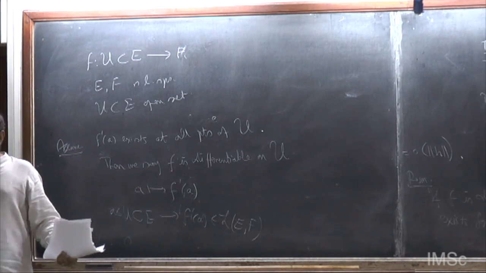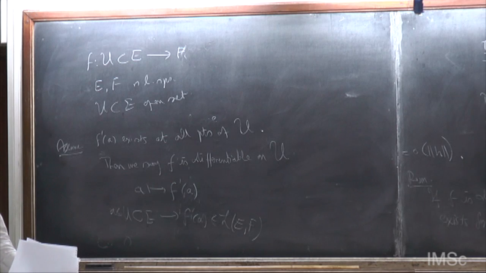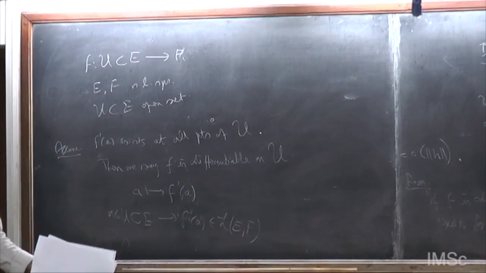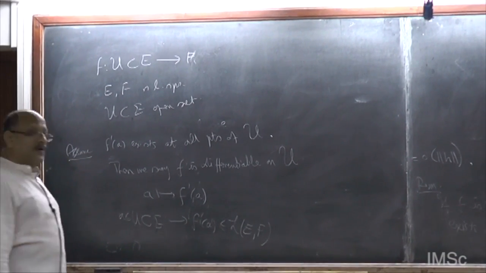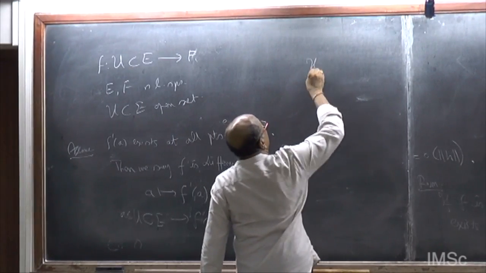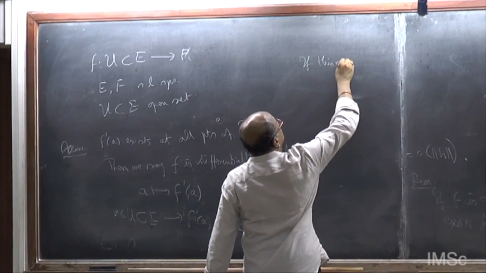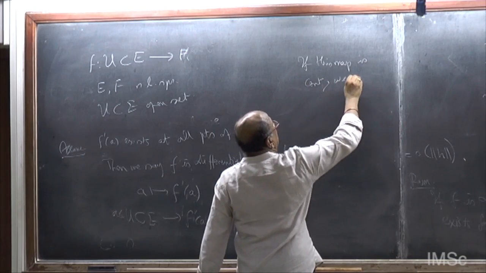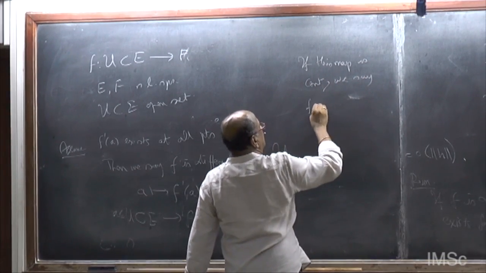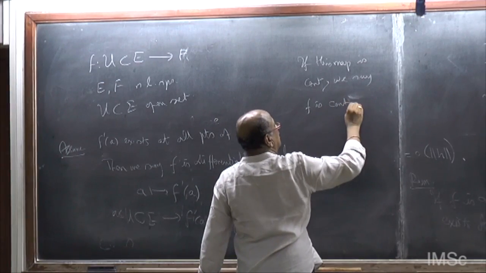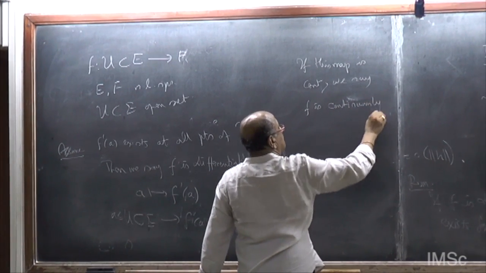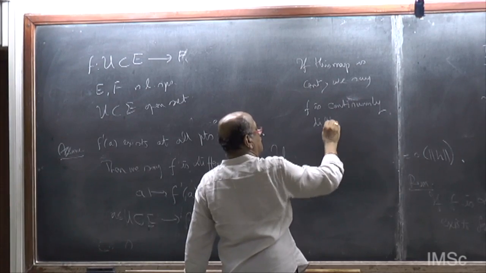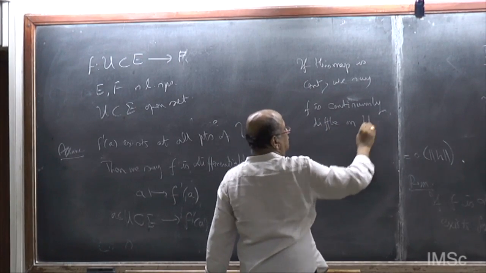You can ask me, is this map continuous? Okay. If this map is continuous, then we say f is continuously differentiable. So, if this map is continuous, we say f is continuously differentiable on U.